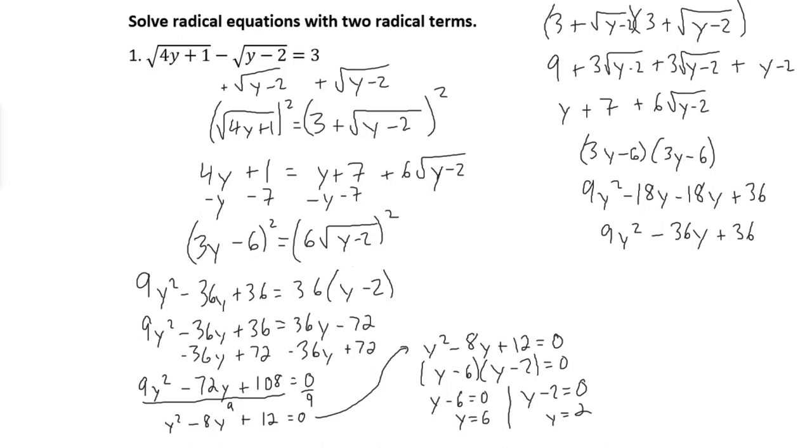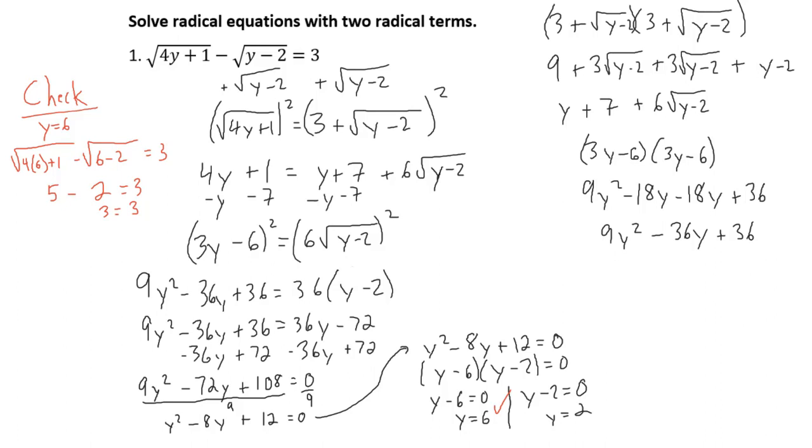Now, this is again a radical equation, so we need to check our solutions. You should really check all your solutions, but with radicals and rationals, you have to. Let's check y equals 6 first. And we get square root of 4 times 6 plus 1 minus square root of 6 minus 2 needs to equal 3. 24 plus 1 is 25. Square root of 25 is 5. Minus 6 minus 2 is 4. Square root of 4 is 2. And that needs to equal 3. And it does equal 3. So this is a solution.